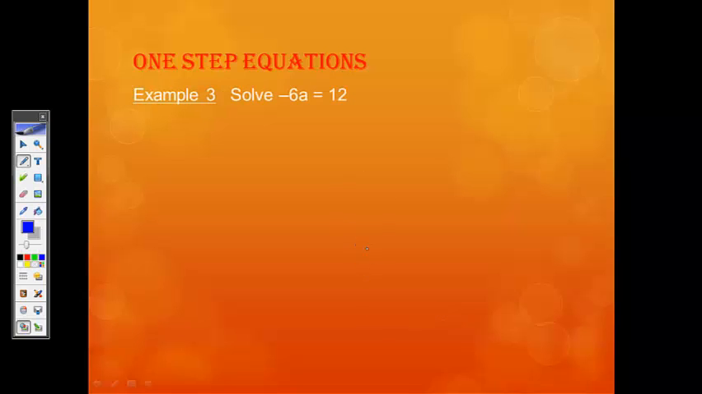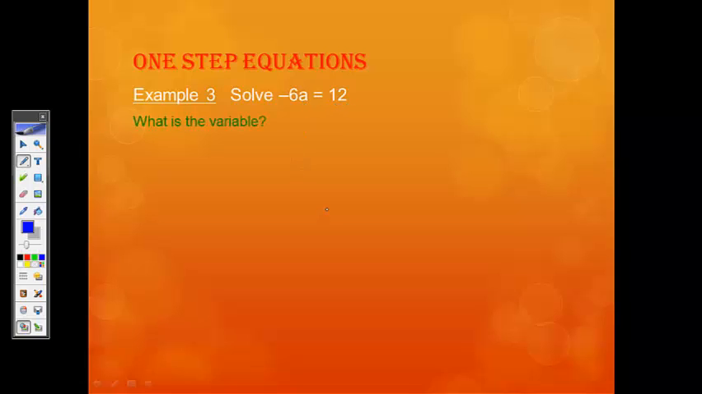Right, let's do another example. Here we have negative 6 times a equal 12. Please do not think that this is 6 minus a, where we are going to say, oh, we're going to add 6. No. This is multiplication. Okay, except now this is no longer just positive 6. It's negative 6 times a is equal to 12.